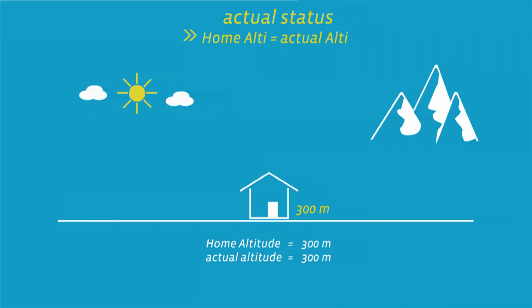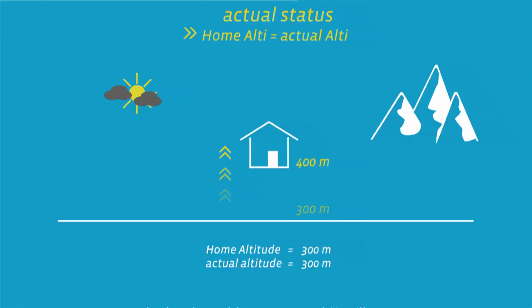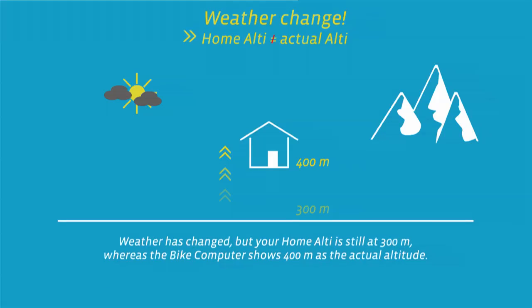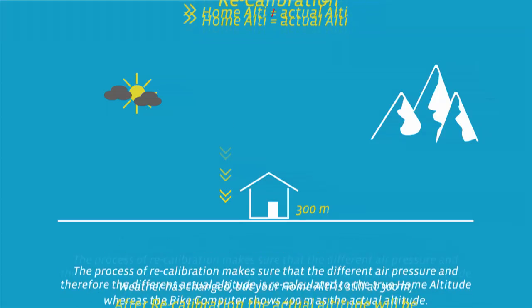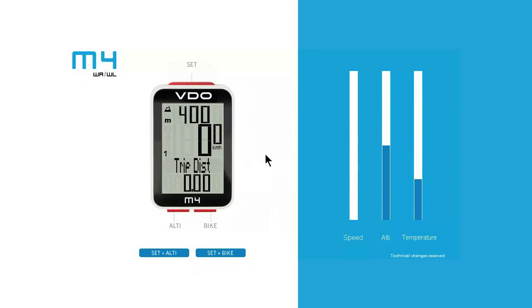Recalibration means that the cycle computer measures the current air pressure and converts it into a current altitude. The air pressure changes daily depending on the weather. This leads to a constantly changing current altitude measurement despite your home start altitude not having changed. During recalibration, the currently measured air pressure is calculated back to the set home start altitude. Following recalibration, the cycle computer now correctly displays the home start altitude as the current altitude.